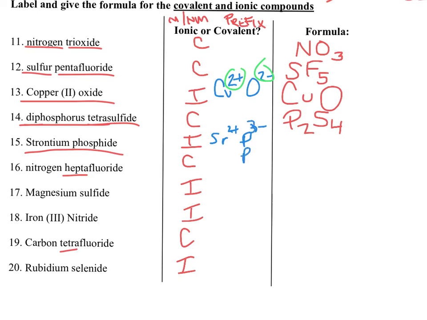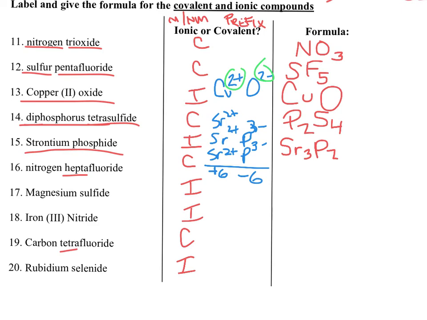No problem. If I do 2 phosphides, that's going to give me -6 charge. So I know I can get to +6 if I use 3 strontiums. And that's what I got. +6 and -6. So in order to balance out, I am going to need to use 3 strontiums for every 2 phosphides. So 3 strontiums, Sr3. Phosphorus, I'll put 2 of them, Sr3P2. Not too bad, huh?